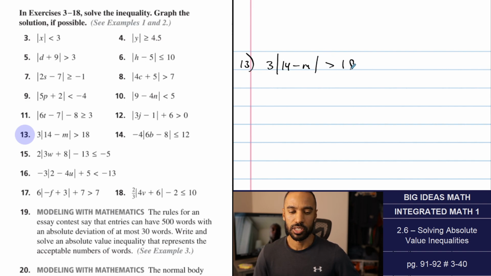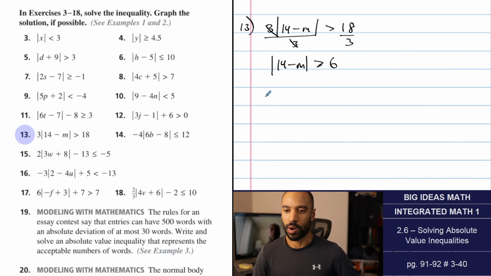All right, so in this case here, we will divide both sides by 3 to begin with, to get the absolute value portion by itself. Greater than 6. We have to be 6 units outside of 0 in either direction. So this is an OR case, greater than 6 or less than negative 6.